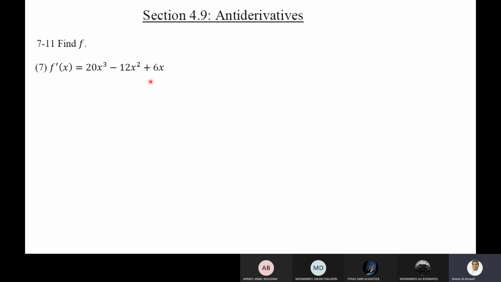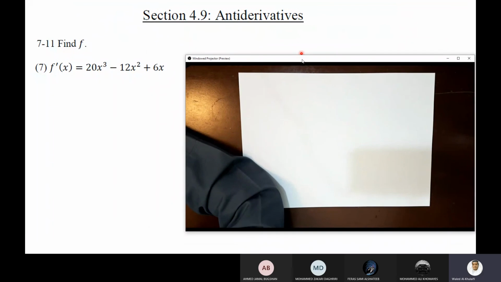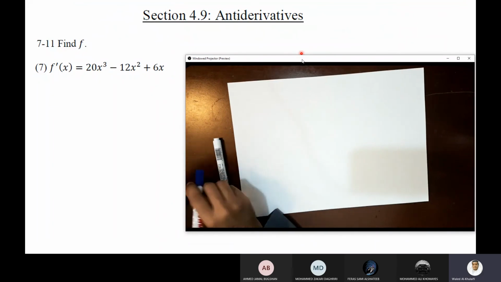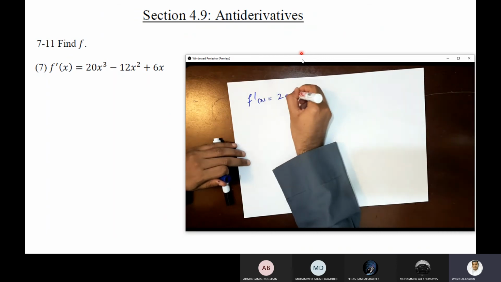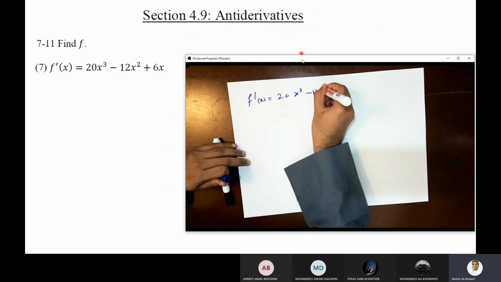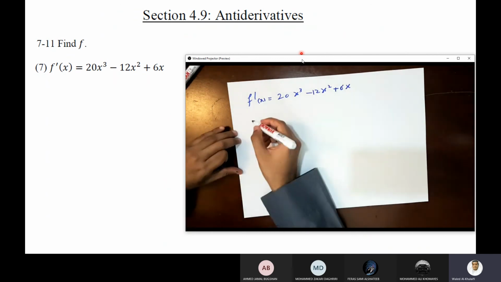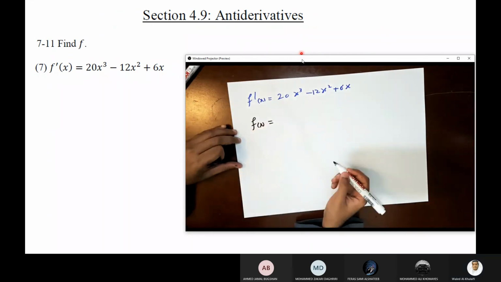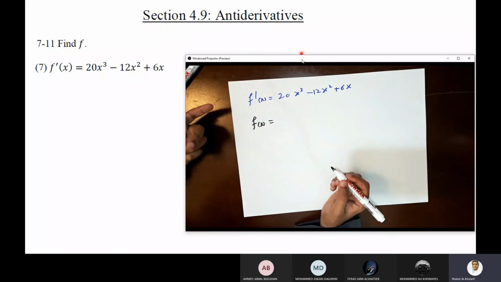Yes. طيب, next question, he asks you to find the function f whose derivative is equal to that. So I'll solve one of them and I leave the rest to you. So if f prime of x is equal to 20x cubed minus 12x squared plus 6x, مين هو ال f؟ Find f whose derivative is this, so it means find the antiderivative, شباب, right?